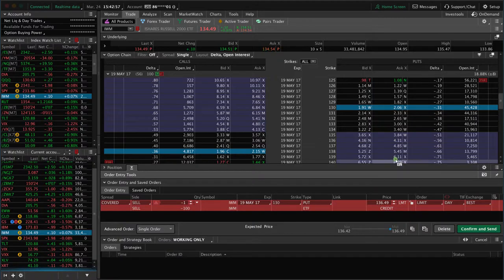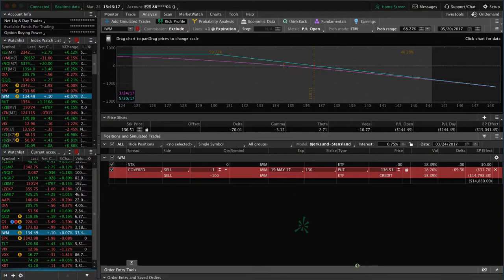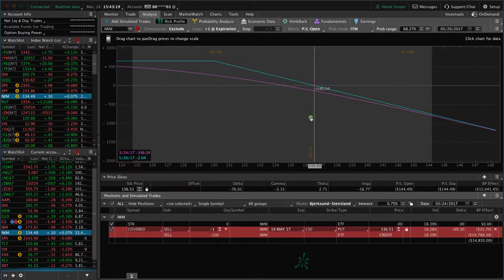Remember, when we bought it, we did buy covered stock on the call side. In this case, we're selling the put and selling the stock, so we're going to sell it. It populates down here, so we're selling 100 shares of IWM and selling one put at the 130 strike. We simply right click, analyze that trade, and it pops up here.